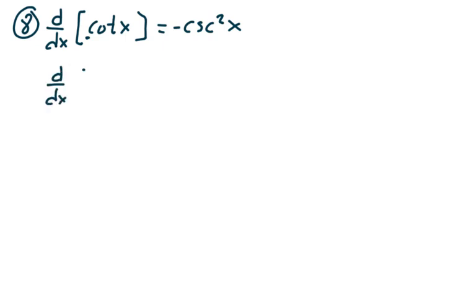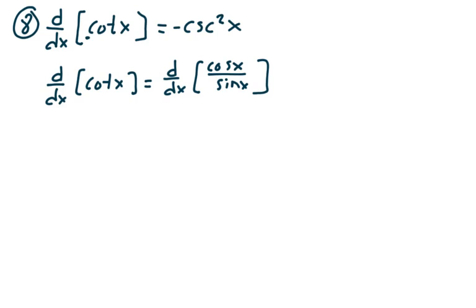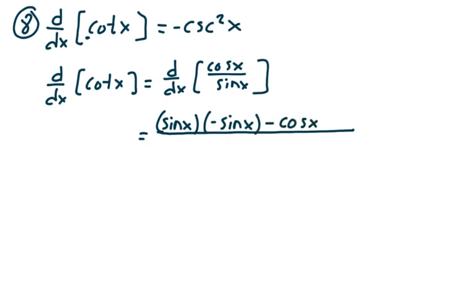Now, the derivative of cotangent x is the derivative of cosine x divided by sine x, right? And this is just straight quotient rule. So I'm going to take the bottom, which is sine of x, and multiply by the derivative of the top, which is negative sine x, minus the top times the derivative of the bottom. I'm going to take that whole thing and divide by sine squared x.